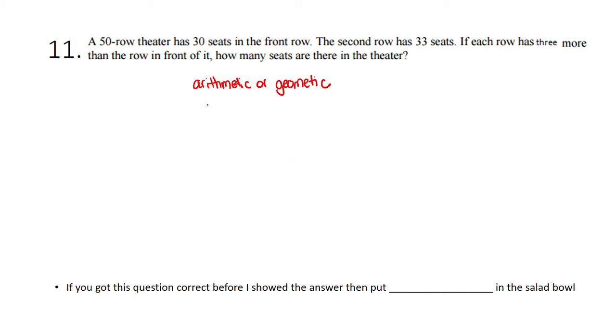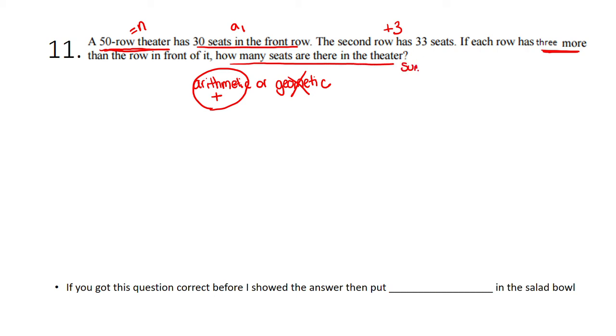All right, let's start. We have a 50-row theater. That is going to be our n. 30 seats in the front row. That is our a1. Our second row has 33 seats. So we go from 30 to 33, which means we went up +3. If we're going +3, which is the same thing as saying 3 more, that means we have arithmetic. Now, they want to know how many seats are in the theater. That is the same thing as saying the sum. So we have to use the equation n divided by 2, times a1 plus an.